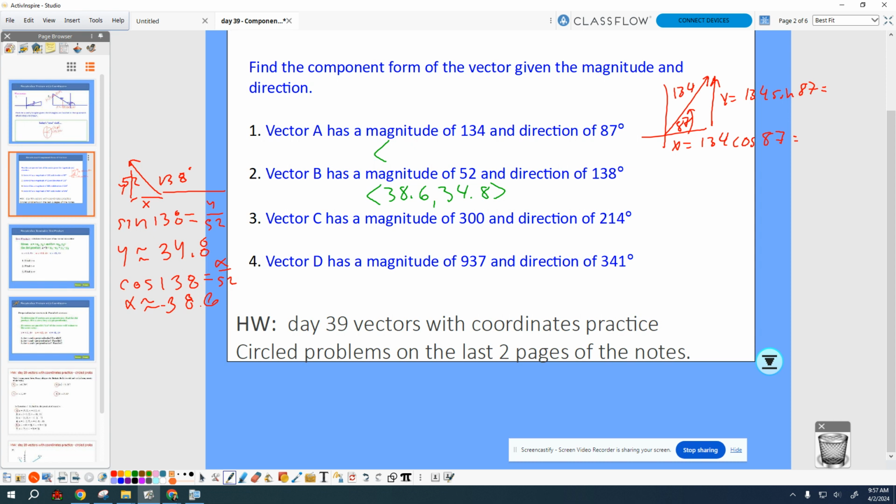Sarah, can you help out? I'm kind of confused. Okay, what are you confused about? For the second question, I know how you got 30.6 when you plugged it in. Fernando's showing his work here. But then how did you get the other number, 34.8? He said sine of the angle equals opposite, which is y, over hypotenuse, which was 52.